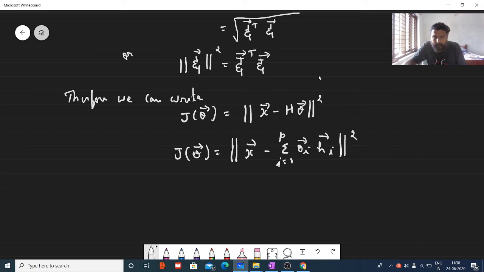So here we see that you are having two parts. One is x, as well as the other term, the sum over i equal to 1 to p of theta i into h i. So the linear least square approach will attempt to minimize the square of the distance from the data vector, what is the data vector here, x is the data vector, to the signal vector, the sum over i equal to 1 to p of theta i into h i. So actually this is our data vector, and this term is our signal vector. It's clear to me.